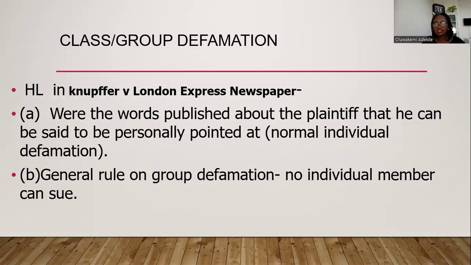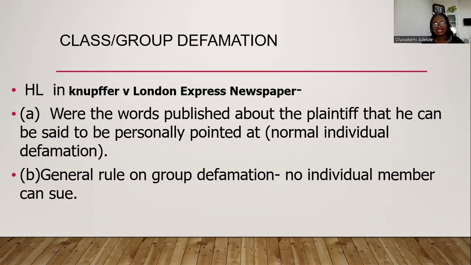Then you have situations, still under reference to the plaintiff, where you have class or group defamation. This is also quite common. For instance, I'm sure you have heard statements like, lawyers are liars. People make that statement a lot. You know, they say nurses are promiscuous. There are some generalizations that people make. Now, if statements like these are made, it is not possible for any lawyer to just go to court and say, I have been defamed. This is what we call class or group defamation.